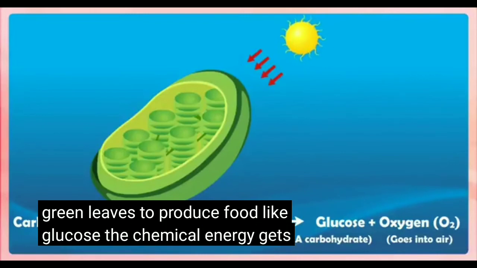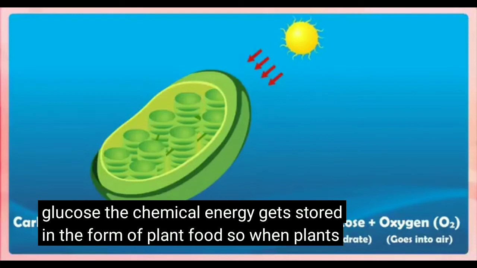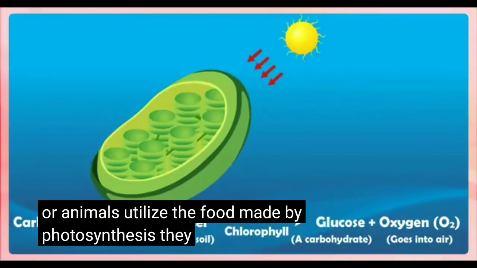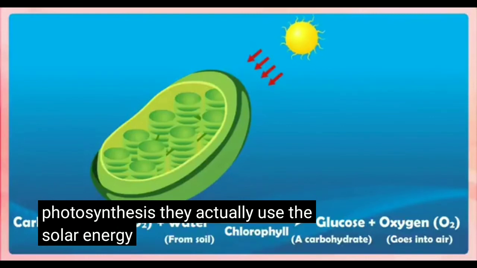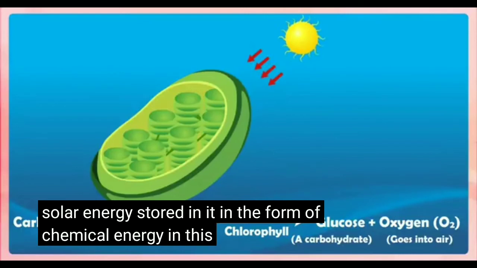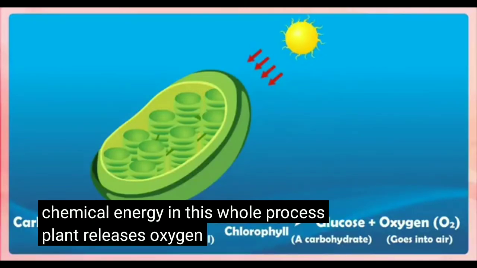The chemical energy gets stored in the form of plant food. So when plants or animals utilize the food made by photosynthesis, they actually use the solar energy stored in it in the form of chemical energy. In this whole process, the plant releases oxygen.